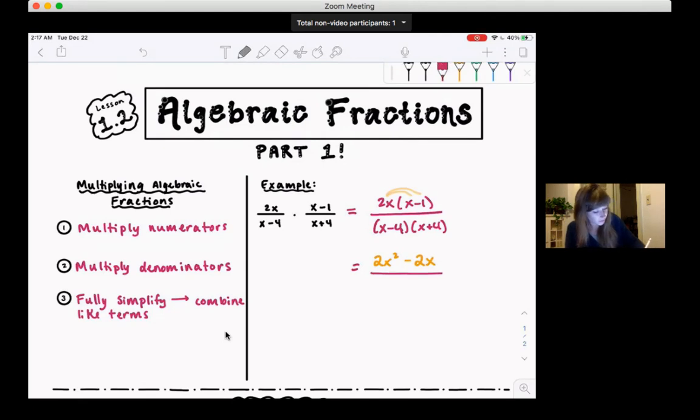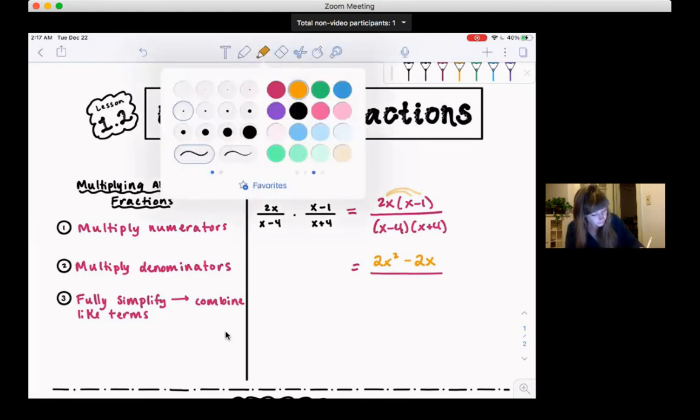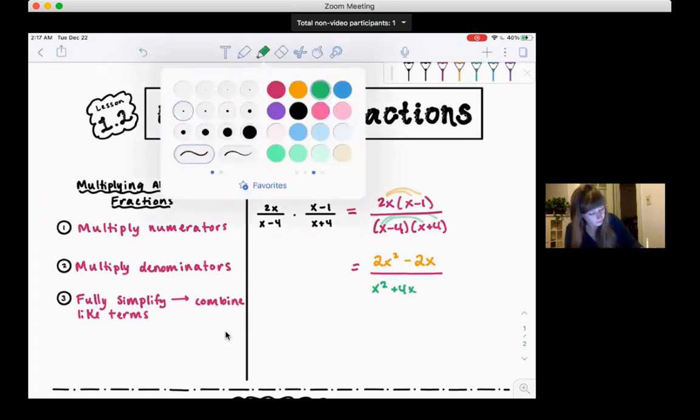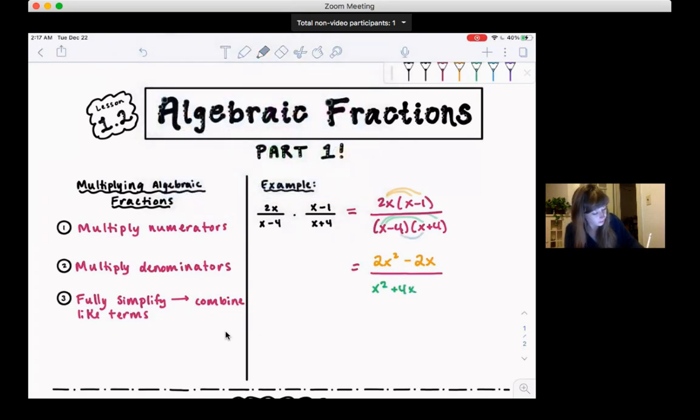And then in the denominator, we'll have x times x and x times 4. So that gives me x squared and 4x. And then we have negative 4 times x and negative 4 times 4. So minus 4x and minus 16. All right, so that takes care of all the multiplications. So we multiply the numerators, we multiply the denominators. Now we just need to make sure we have everything fully simplified.